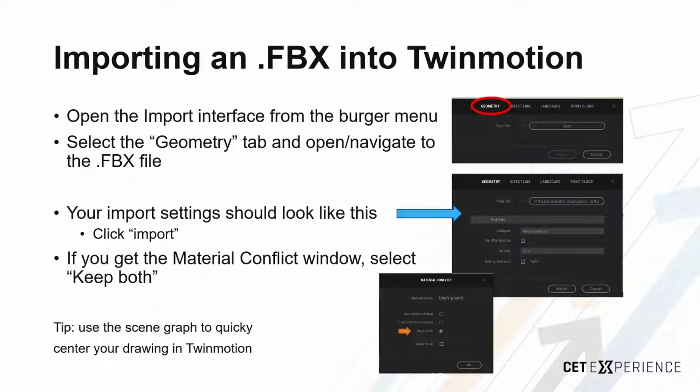Basically, what it's asking you is, do you want to keep the material that it thinks you've got in CET, or should we find the best match in Twinmotion? So I definitely say keep both, and you probably have a better chance that it's correct. After the import, you may not immediately see your model in the Twin scene. For whatever reason, it seems to put it directly below you, and as you're spinning around, looking all around, you can't find it. So I'd say use the scene graph to really quickly zoom to your drawing, and that will help alleviate some of those things.